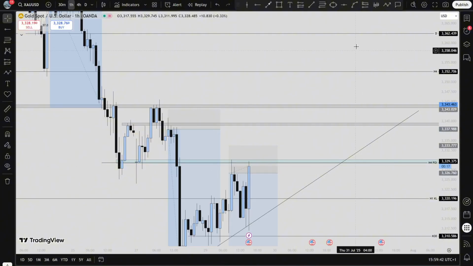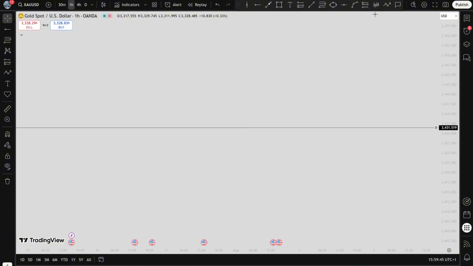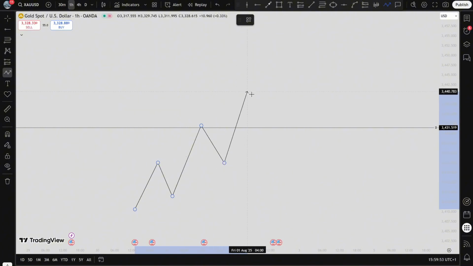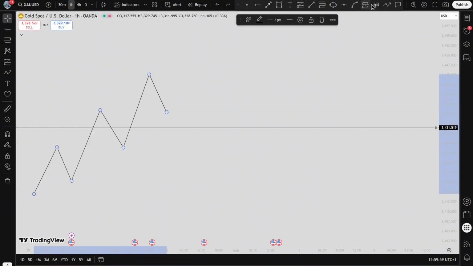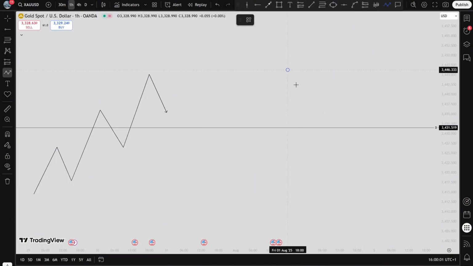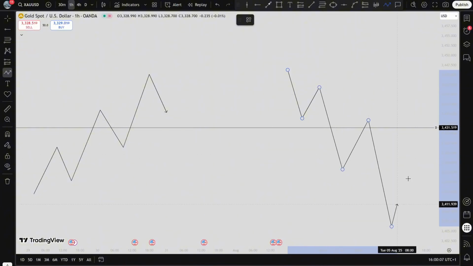Whenever price is on a bullish move, you see gold giving you a series of higher highs and higher lows. This is trend. Whenever price is bullish, this is what you're going to be seeing. And whenever price is bearish, gold will be giving us a series of lower lows and lower highs.